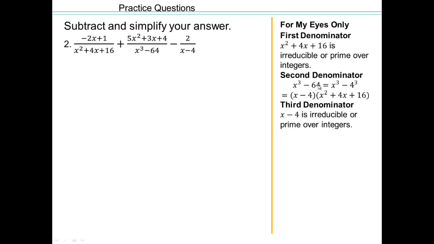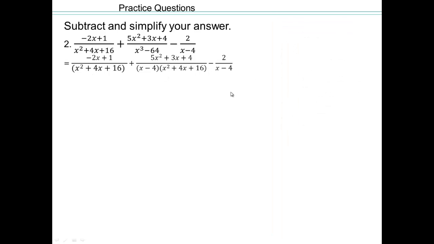X cubed minus 64 is a difference of cubes, so we can factor that using our formulas from before. X minus 4 cannot factor. So once we have the factors, we can rewrite that. Now once we have written it, we need to make what? A common denominator, which means finding the least common multiple.